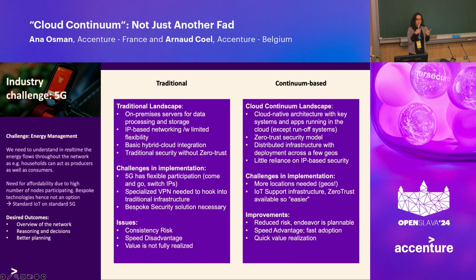And the Cloud Continuum system landscape can help you to reduce the risk of downtimes, speed up the advantage that you have to adopt faster the new technologies that are required to better manage electricity consumption, and to have a better value, a quick value realization.